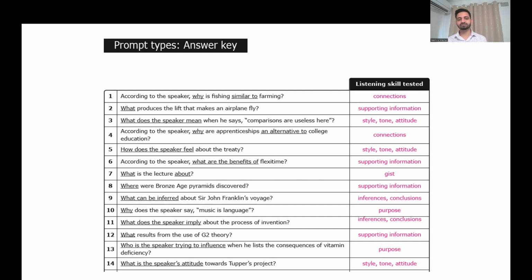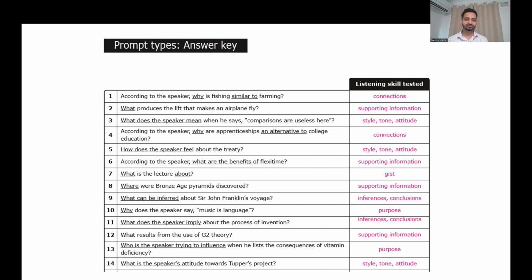What can be inferred about Sir John Franklin's voyage? So we're looking for inferences and conclusions, right? What can be inferred about this whole story? So you listen to the story, and then what conclusion can you make out of that? Then we've got number 10.